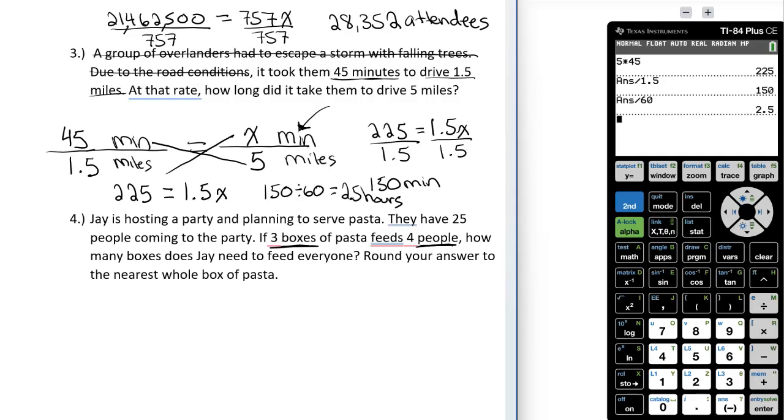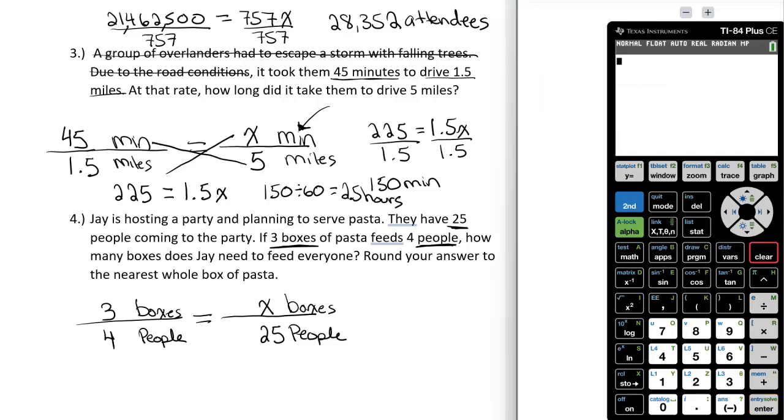Okay, so I need to use my proportion, create my framework. I have boxes and people, and boxes and people. All right, now I start putting the numbers in. So 3 boxes, 4 people. And then we have 25 people, right? And we're solving for boxes.